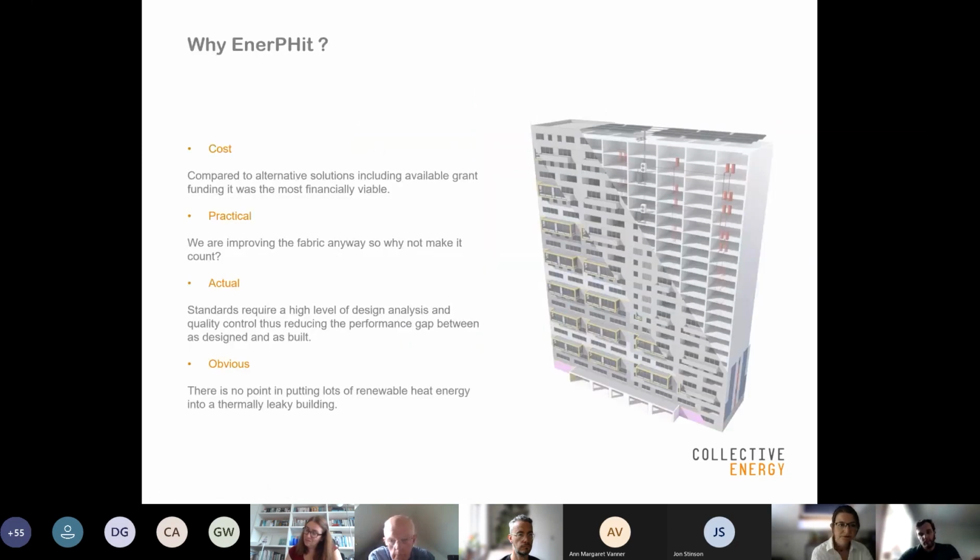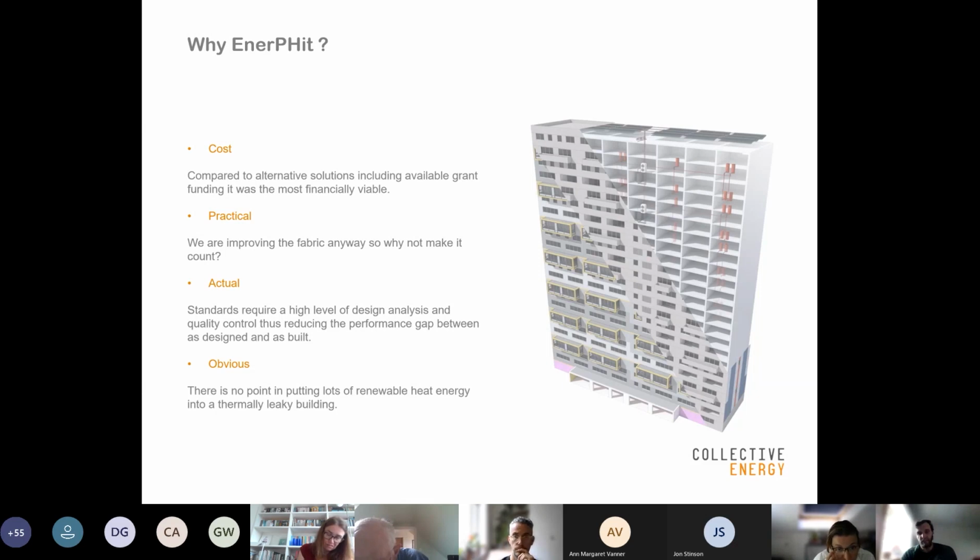One of the principal reasons we pitched the Enerphit standard against other available grants and funding opportunities, and found out that to achieve the grant funding, you needed to do a minimum amount of fabric improvement in any case. So we would have been doing the external wall insulation to achieve some other grants funding and things. So it just made sense to do it right rather than just do a half measure.